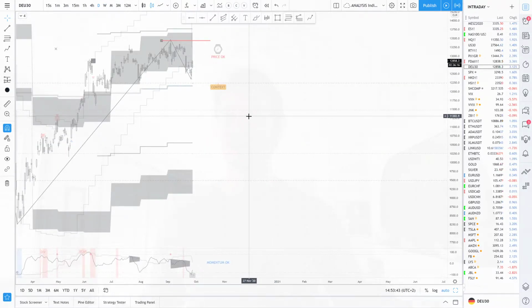But let me be honest, being bearish in this type of market definitely doesn't work out. I can definitely see that the bears have gone out.